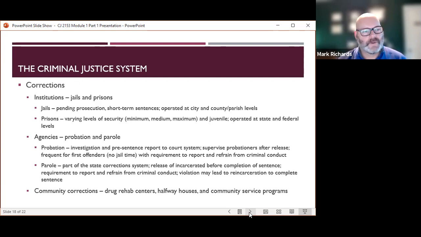conduct. Parole is a part of the state correction system. This is a release of incarcerated persons before completion of the sentence. There's a requirement that parolees report to their parole officer and refrain from criminal conduct. And any violations may lead to reincarceration to complete the sentence. Also within the correction system falls community corrections programs, things like drug rehab centers, halfway houses, and community service programs.